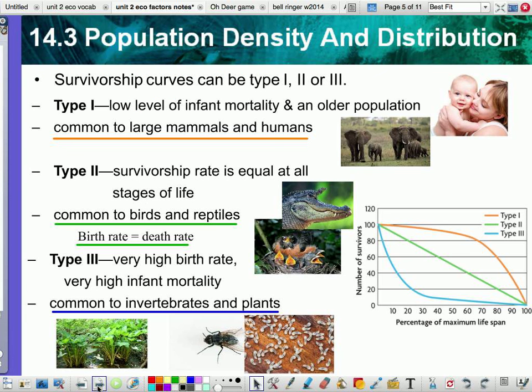And you can put it in graph terms. If we look at survivorship, you can see that there are three basic types of survivorship graphs and predictable curves that come out of that.